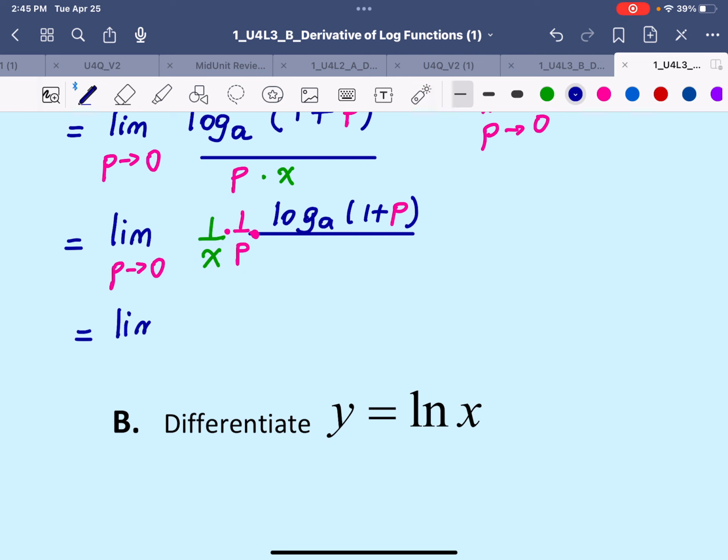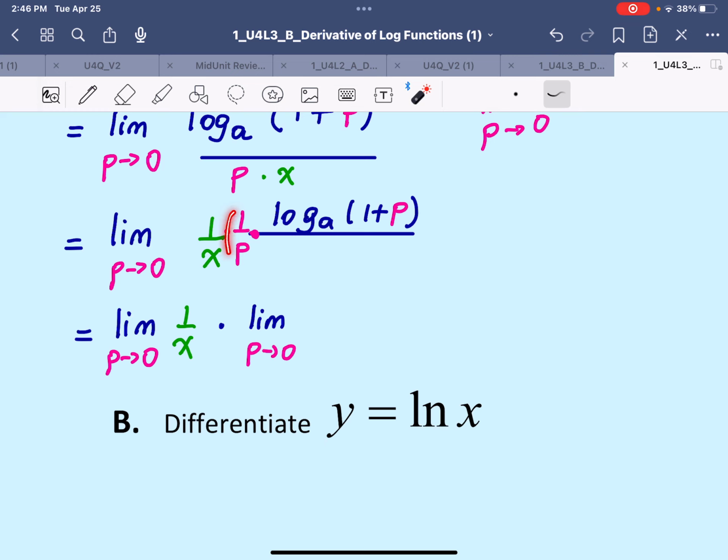So that means we'll have the limit as p approaches 0 of 1 over x, and then multiply this by the limit as p approaches 0. Let's be consistent with our colors here. And here we have 1 over p as a coefficient of this expression here. This expression is a log expression, or a log term, to be more precise, because it's a single monomial. So 1 over p is a monomial that is multiplying a log, and according to the power law, we can bring this inside the log expression as an exponent.